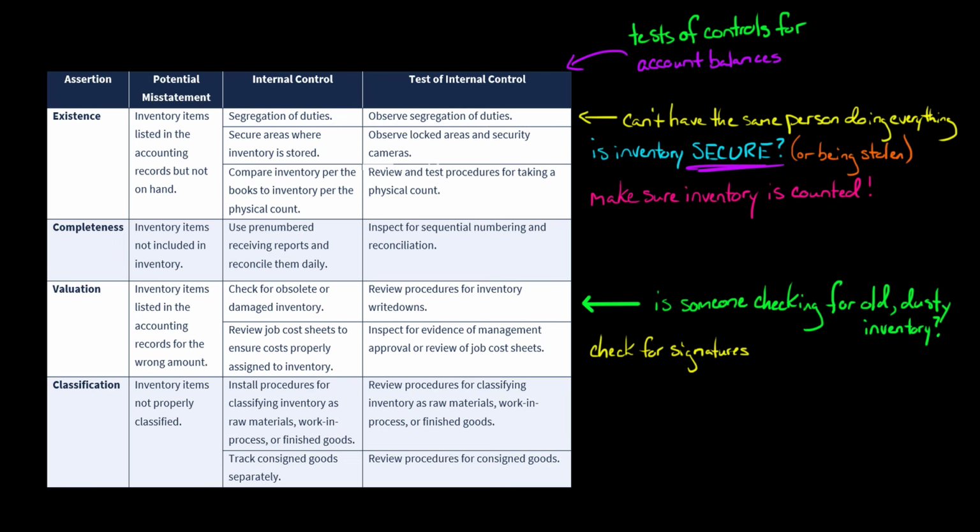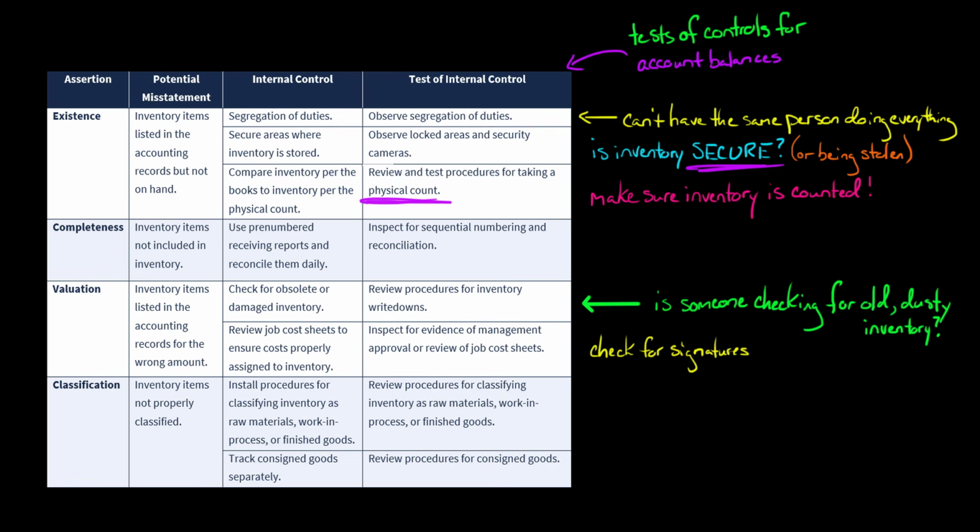Now, in terms of the physical count, remember we said the client is going to be counting that inventory. They're going to count all the inventory, but the auditor needs to watch them performing the physical count. Let's say the client says, yeah, we do a physical count, and then the auditor follows someone around as they're counting and sees that person is really not doing a good job with the count.